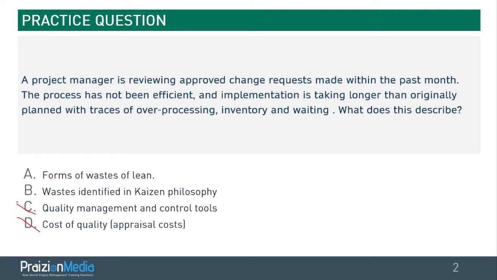B, wastes identified in Kaizen philosophy. Although they are wastes, they are not identified in Kaizen. They are forms of waste of lean. You might have heard about the 7 forms of lean, even 8 forms of lean, waste that is. 8 forms of waste in lean and 7 forms of waste. It's talked about throughout this whole lean topic. All right, so the answer is A, forms of waste of lean. Let's go to our next one.